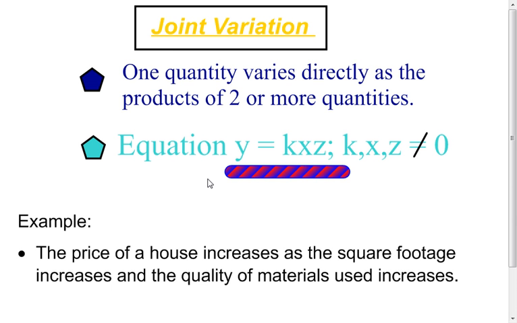In this video, we are going to be looking at joint variation. It's where more than one variable affects an outcome. It's where one quantity varies directly as the product of two or more quantities. Your basic equation is y equals k times x times z.